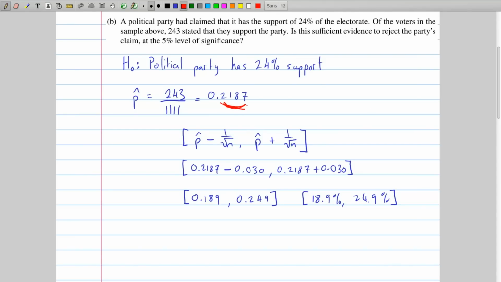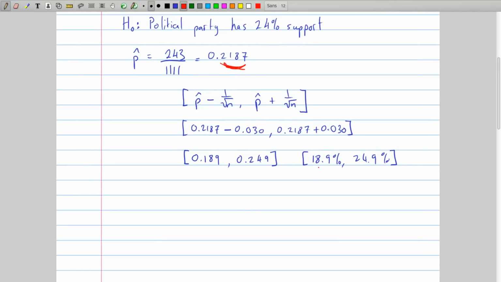The whole point of this is that based on this survey, there's 21.87% of people support this political party, but that's kind of close to 24%, so maybe the survey was a little bit out and the party's claim might actually be true. To work out if the political party's claim could possibly be true, what we have to say is, well, look, it's 21.87% support, give or take a little bit, and that is the margin of error that we're giving or taking. So it looks like the political party's support is somewhere between 18.9% and 24.9%. Now, the 24% that the political party gave us is somewhere inside this. It's within 18.9 up to 24.9.